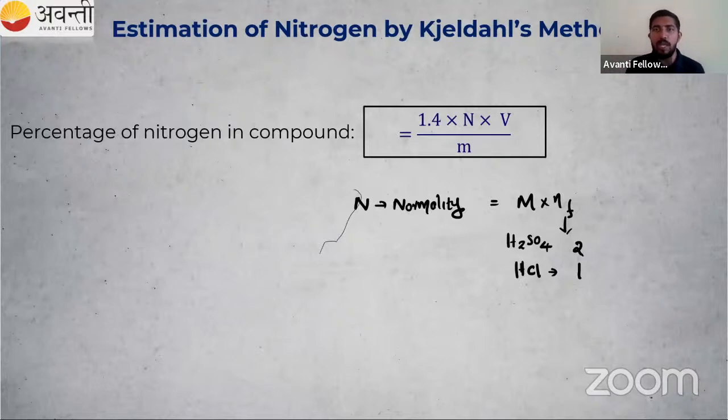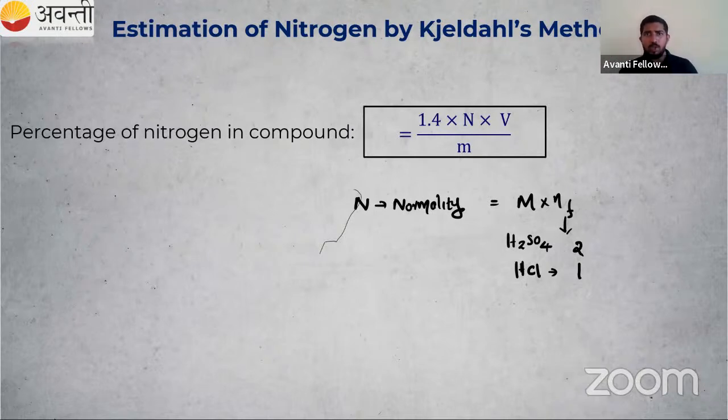What about V? That is our volume. What about the small m? That is the mass of organic compound. So 1.4 into N, normality, into volume of acid divided by mass of organic compound. Note that there is no need to multiply this with 100. The derivation is already done, and in that derivation we have already included 100. So no need to multiply this with 100. Already you will get the answer in percentage. So percentage of nitrogen in organic compound using Kjeldahl's method, the equation is 1.4 into N into V, with the mass in the denominator. So that is our Kjeldahl's method.